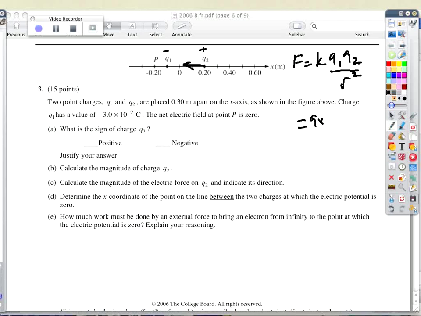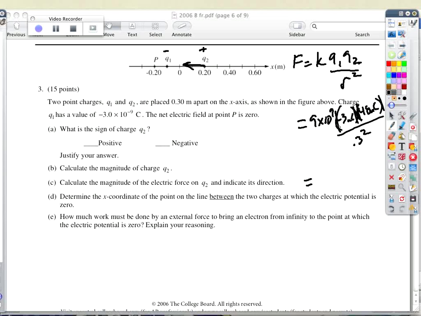9 times 10 to the 9th. Q1 was negative 3 nanocoulombs. Q2 was 48 nanocoulombs. Remember, these are absolute values, so the sign goes away. And R is, what, 0.3 meters? 0.3 meters squared. Yeah, so there you go. I don't know, whatever that comes out to be. This is to the minus 9. That's to the 9, so that's going to give me 27.